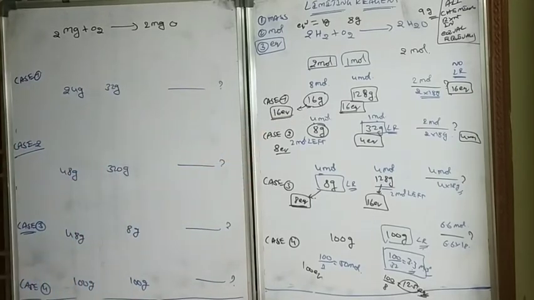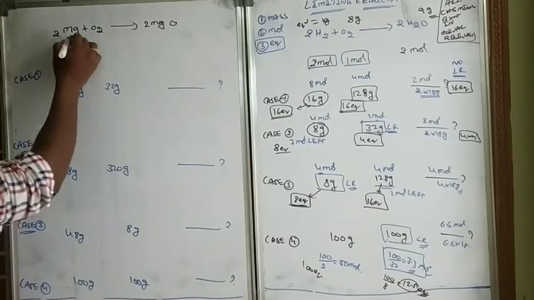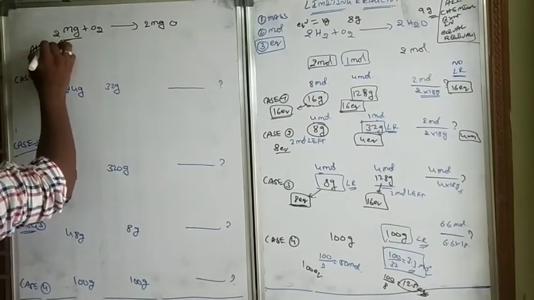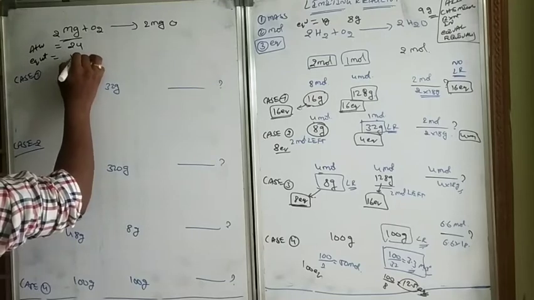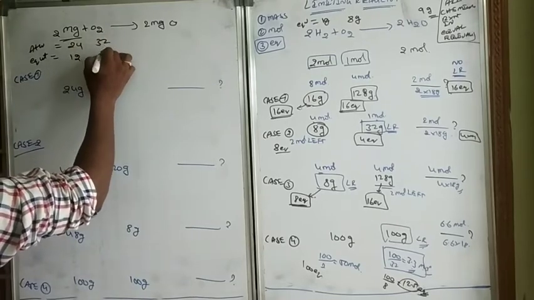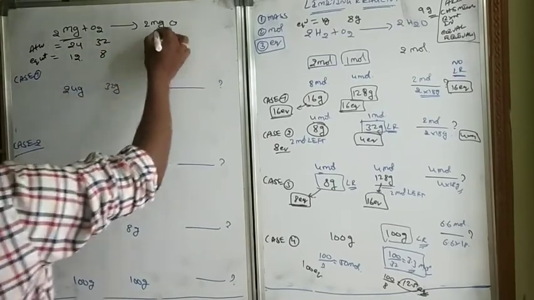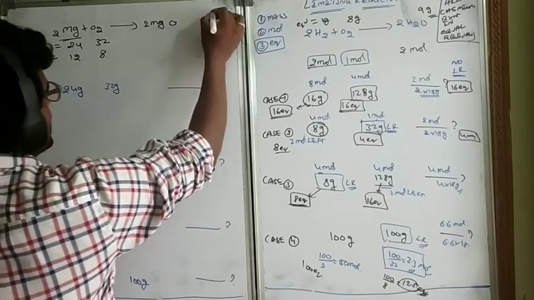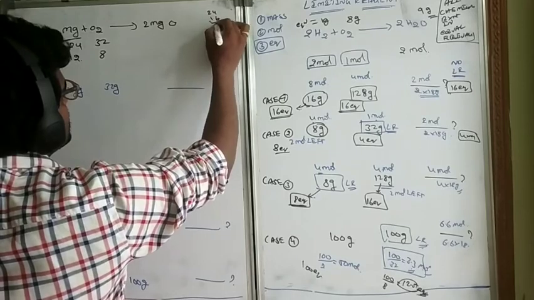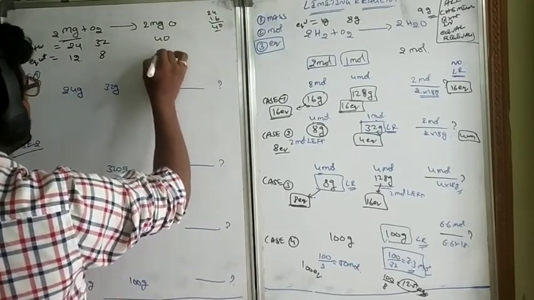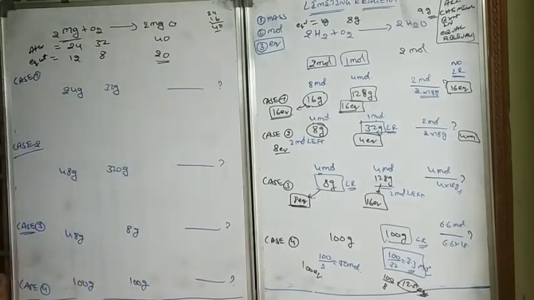Let's go to the moles and equivalents. Magnesium, atomic weight is 24, equivalent weight is 12. For oxygen it is 32, equivalent weight is 8. For magnesium oxide, 24 plus 16, 40, and the equivalent weight is 20. Let us get into the details.